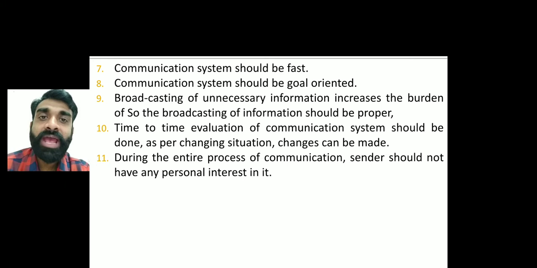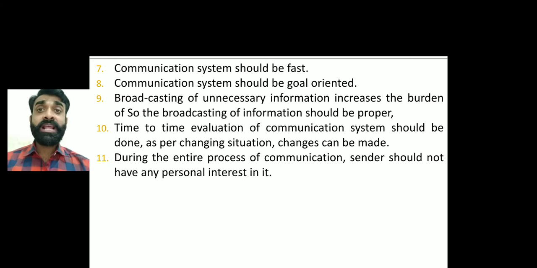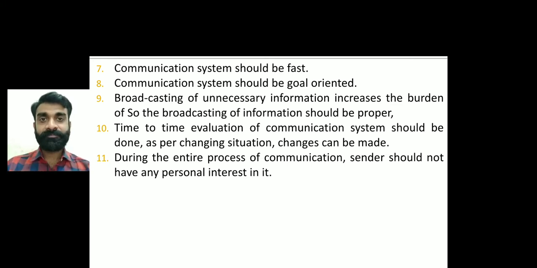Next, in the entire process of communication, the sender should not have any personal interest in it, right? For their own benefit, the sender cannot manipulate the messages that need to be sent to the bottom level or middle level person, right? To achieve the business objective, formal communication needs to be done without any personal prejudice or personal interest, right? So that is called the measures to overcome or reduce the barriers of communication.